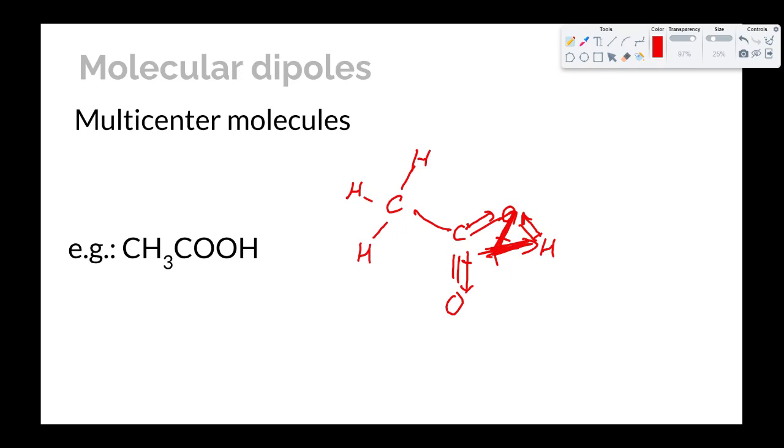So these last 2 examples give us a little bit of a clue as to a shortcut. One of the things that is going to be very common is that you will see polarity in molecules that contain an OH bond.